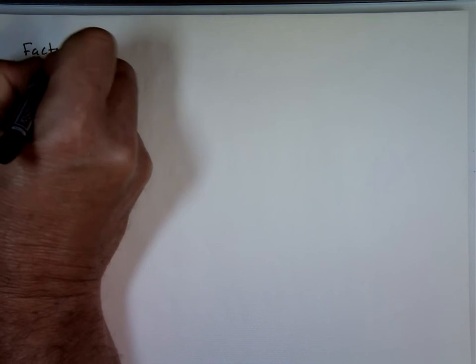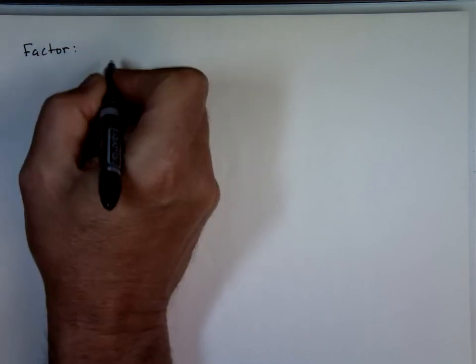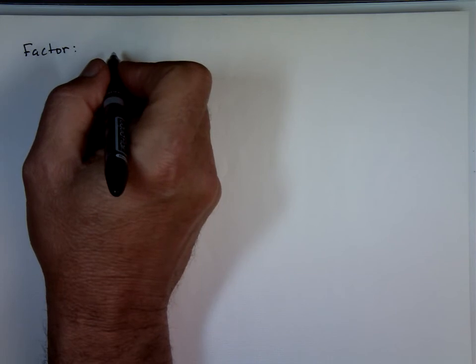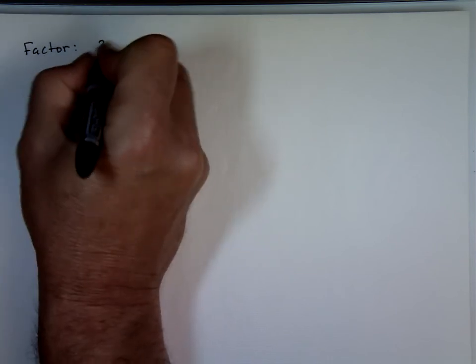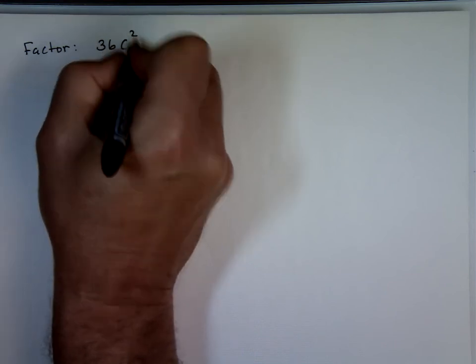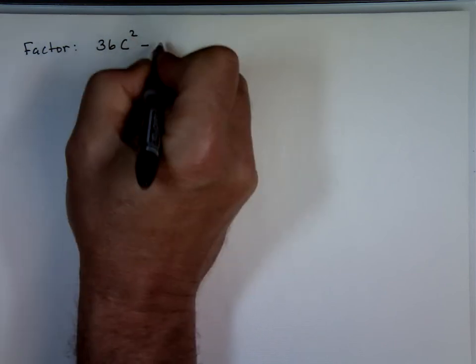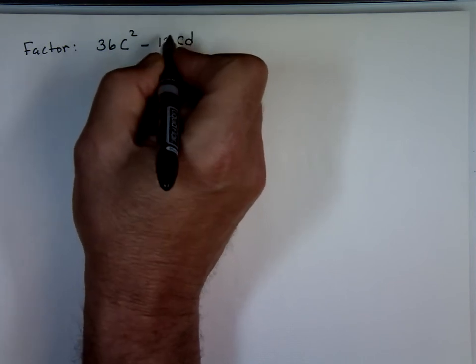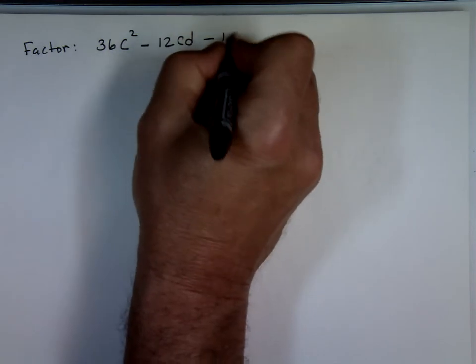Factor 36c squared minus 12cd minus 15d squared.